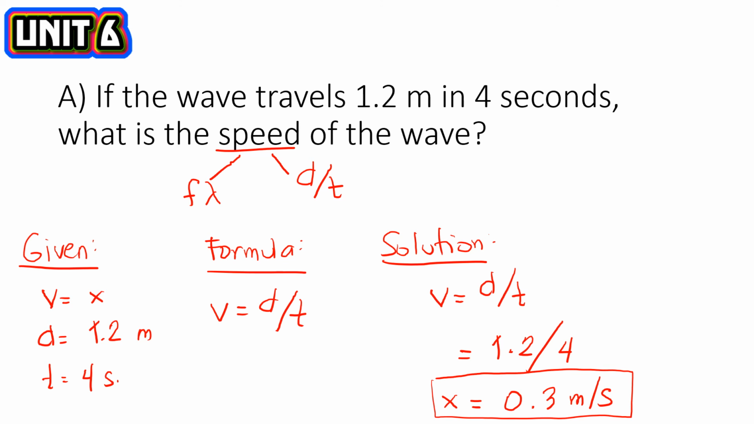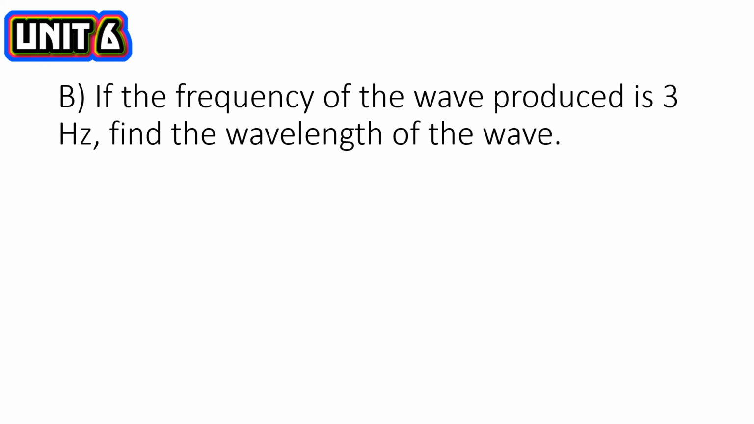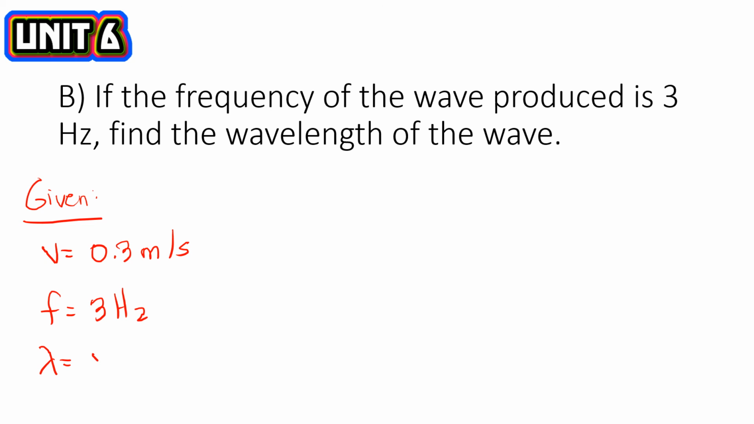Okay, so your wave that is traveling 1.2 meters in 4 seconds has a speed of 0.3 meters per second. Now, for our next part, we have the given frequency, which is 3 hertz. We have to find the value of your wavelength. So our given goes like this. We have your speed, which is 0.3 meters per second. We also have the value of your frequency, which is 3 hertz, and then the value of your wavelength, which is your unknown.